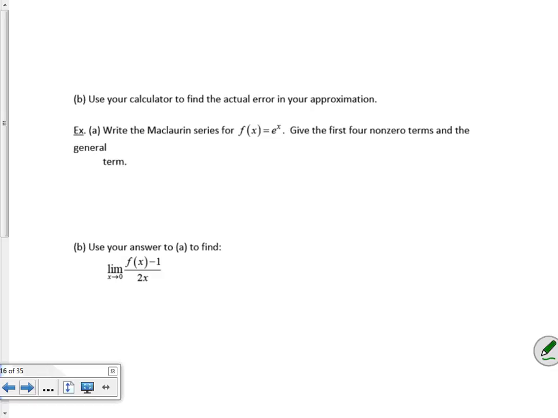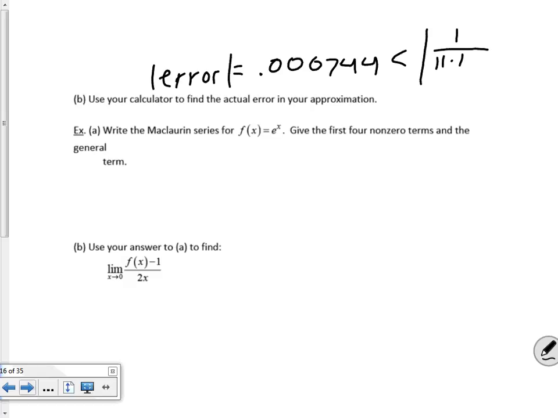And remember, I need to plug this into my calculator, and I will find that the error is equal to 0.000744. And that is definitely less than 1 over 1,000. And if you check, this will be less than 1 over 11 times 120. Notice that that was the first neglected term, so it should be greater than my error.